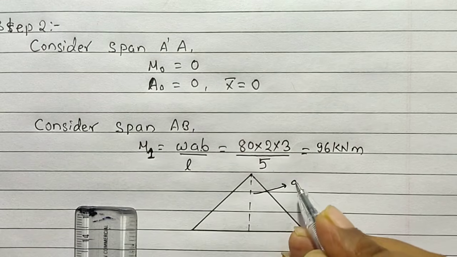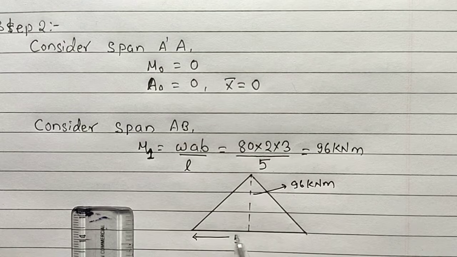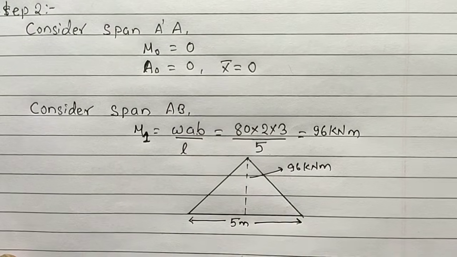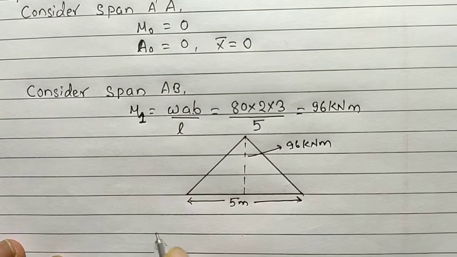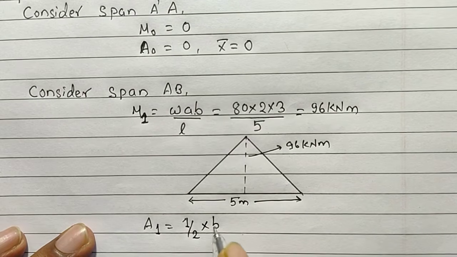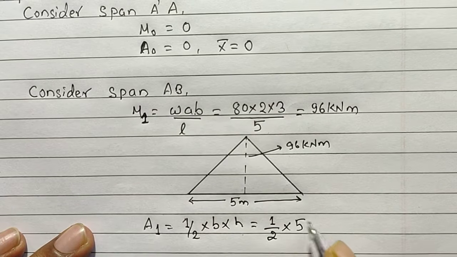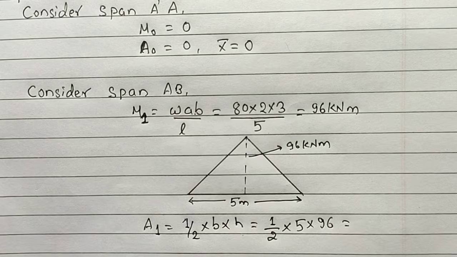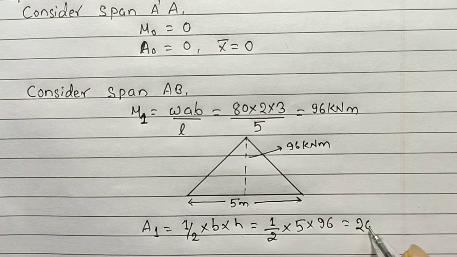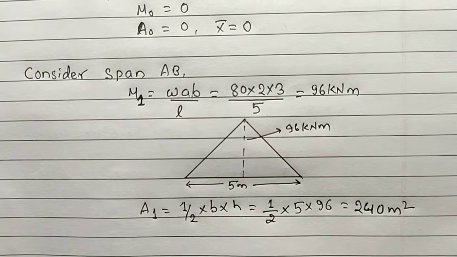This is our 96 kilonewton meter and the base is 5 meter. So let us find the area of this triangle, and the area will be given by A1 equals half into base into height. So half into 5 into 96, we will have the value of A1 as 240 meter square.